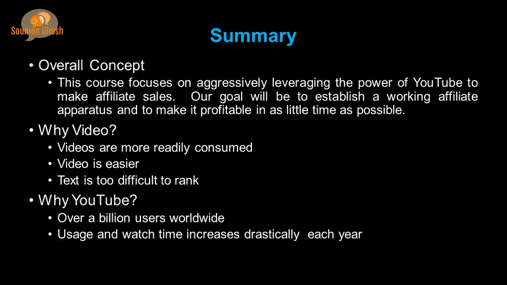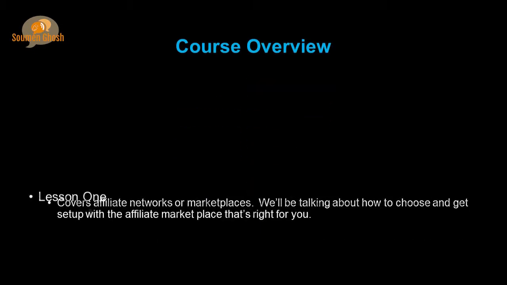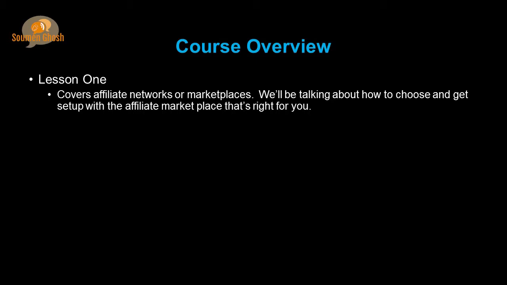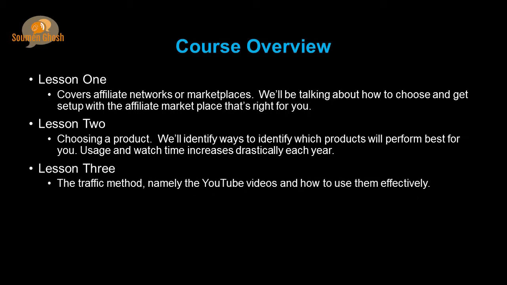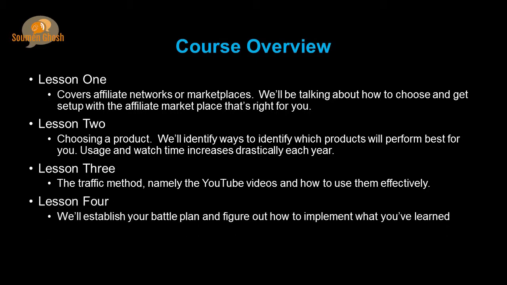Now that we understand why we're using video marketing, let's have a look at what we'll be learning in the course. Lesson 1 covers affiliate networks or marketplaces. We'll be talking about how to choose and get set up with the affiliate marketplace that's right for you. Lesson 2 is all about choosing a product. We'll identify ways to determine which products will work best for you. Lesson 3 is going to talk about the traffic method, namely the YouTube videos and how to use them effectively. Lesson 4 is where we'll establish your battle plan and figure out how to implement what you've learned. So if you're ready, let's dive into Lesson 1, choosing an affiliate marketplace.